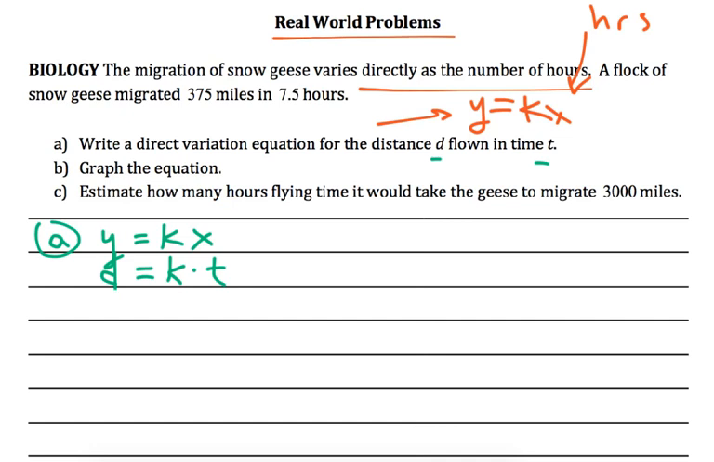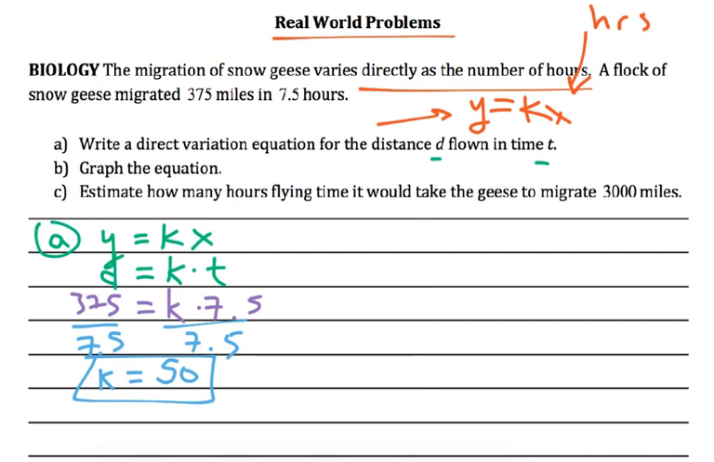Now let's substitute in the values that we know. Well, they traveled 375 miles, and I'm going to do times 7.5. And it doesn't matter that it's a decimal, you just stick to the same steps. And you're going to get k is equal to 50. Well, that gives us k. And so we're still dealing with A when we have to rewrite D equals 50 times T. So we've come up with the direct variation equation relating distance and time for the migration of these snow geese.